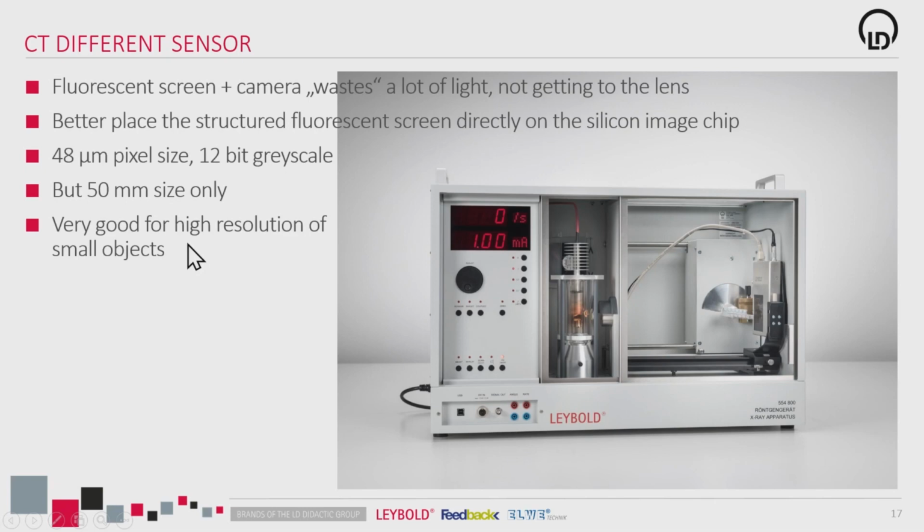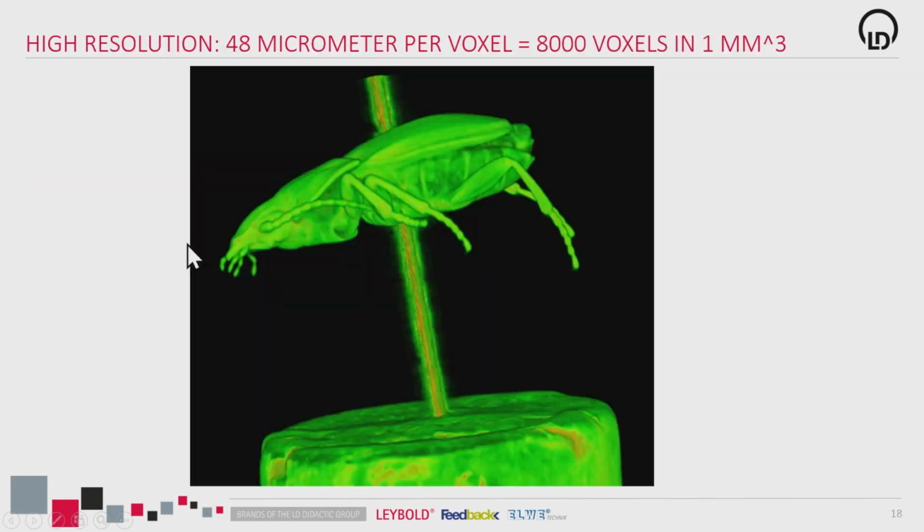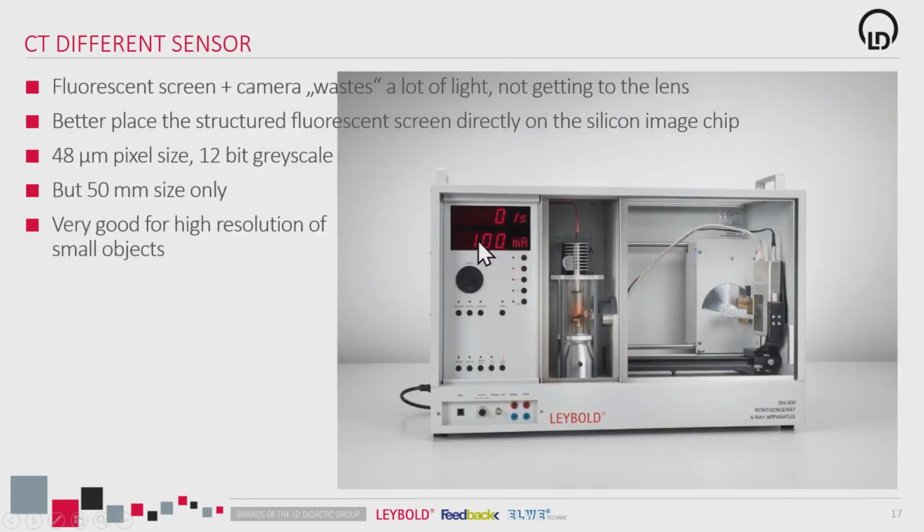And it is very good for high-resolution CTs of small objects. And this is a bug, just a small animal put on a needle. Okay, it's dead. And the high resolution says it is 8,000 voxels in 1 cubic millimeter we're talking about. So there is a lot of fine details on the legs of this bug and so on. So if you're more into high resolution of small things, this is the one for you.